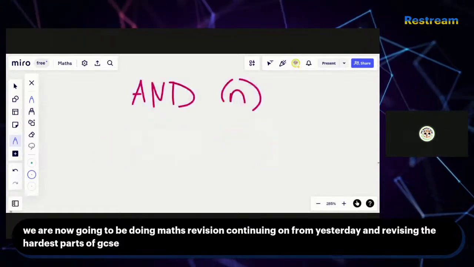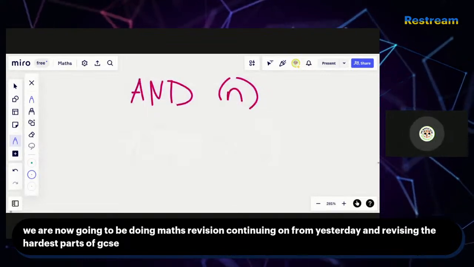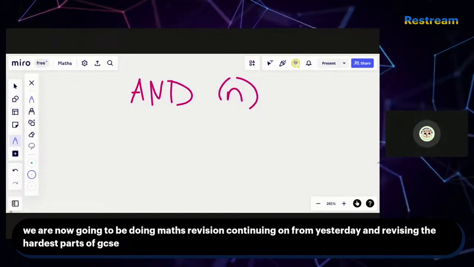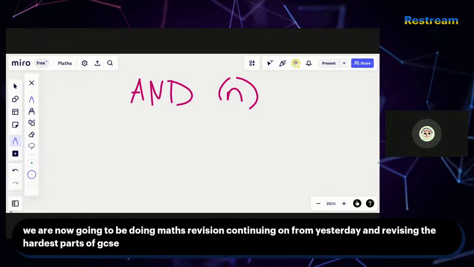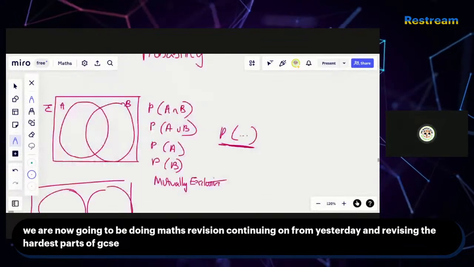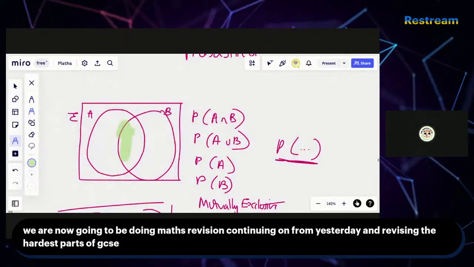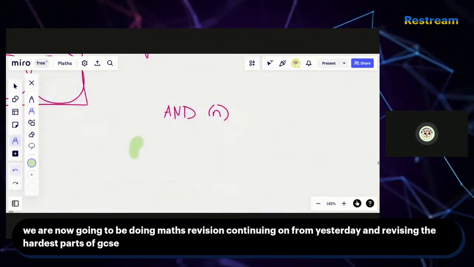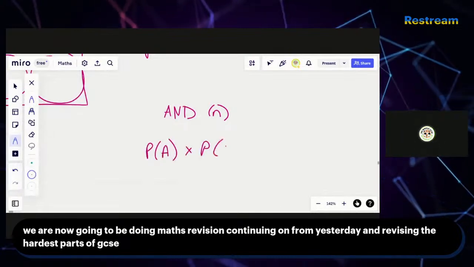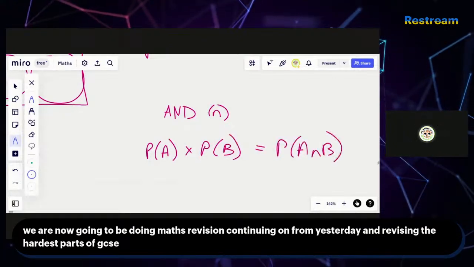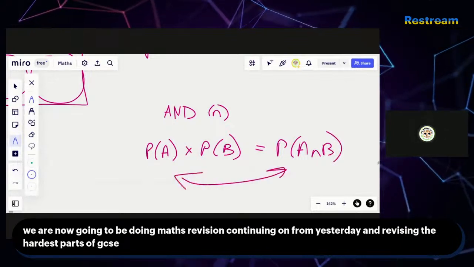So provided two events are independent, meaning that one event occurring does not affect another event happening, so it's not mutually exclusive, then you can just multiply the probability of A and B occurring. So in this case, for example, the probability of A and the probability of B is this section here. So in order to work that out, you can just do the probability of A multiplied by the probability of B to get the probability of A and B. They are equivalent both sides.